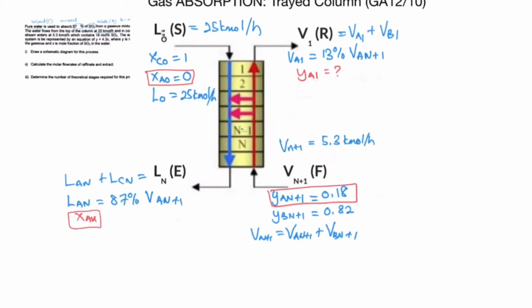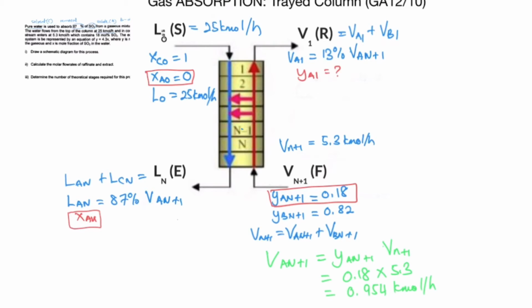therefore V an+1 in the feed stream is given by the mole fraction multiplied by the flow rate, which is Vn+1. We have 0.18 multiplied by 5.3. So what's the answer for this? It is 0.954 kilomole per hour.